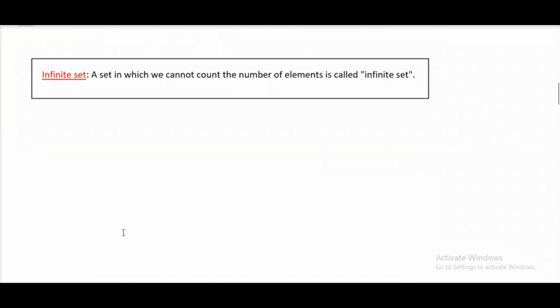Coming to the infinite set, I can take the same set of natural numbers like this: 1, 2, 3, 4, and so on up to infinity. Here we cannot count the number of elements, because it is given up to infinity, and we don't know where it will end. These kinds of sets are called infinite sets.